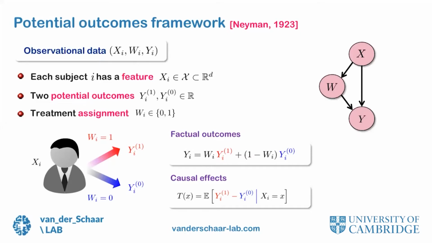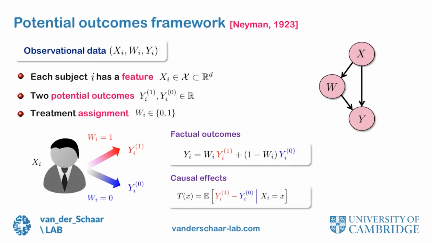In this framework, we have a set of subjects. Each subject has a feature vector xi, two potential outcomes y1 and y0, and the two potential outcomes correspond to the subject's outcome with and without a certain treatment. And the goal of a causal effect inference method is to estimate the effect of the treatment on each subject.